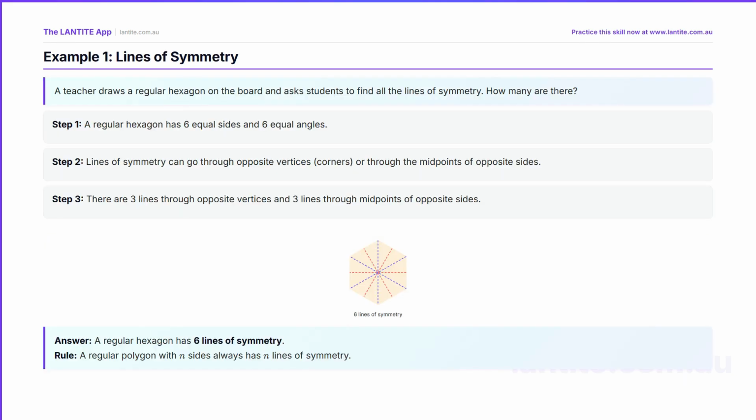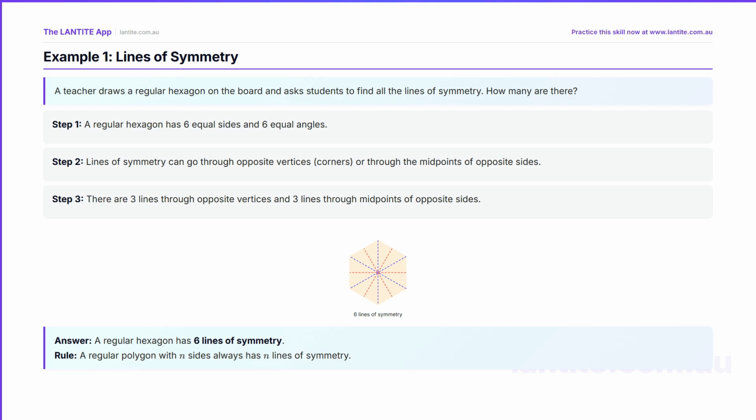Let's work through an example. A teacher draws a regular hexagon and asks students to find all the lines of symmetry. A regular hexagon has 6 equal sides and 6 equal angles. Lines of symmetry can pass through opposite vertices or through the midpoints of opposite sides. That gives us 3 lines through vertices and 3 lines through midpoints, for a total of 6 lines of symmetry.